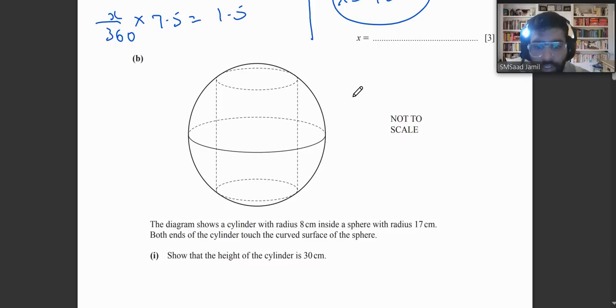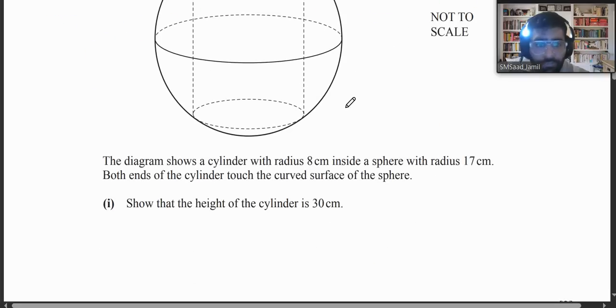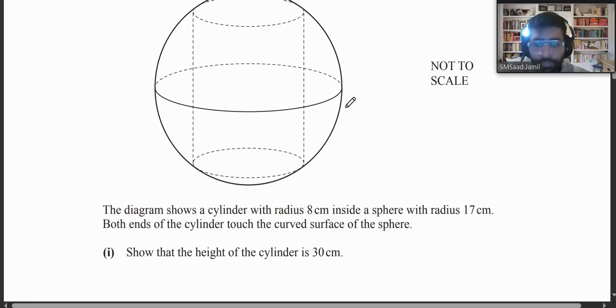Moving on to the next question, it says the diagram shows a cylinder with radius 8 cm inside a sphere with radius 17 centimeters. Both ends of the cylinder touch the curved surface. Show that the height of the cylinder is 30 centimeters. Let me zoom it in. So look guys, this question might seem very tricky. It's actually not. First of all, it says you need to show the height. Okay, we have to first find the unknown height, which we do not know.